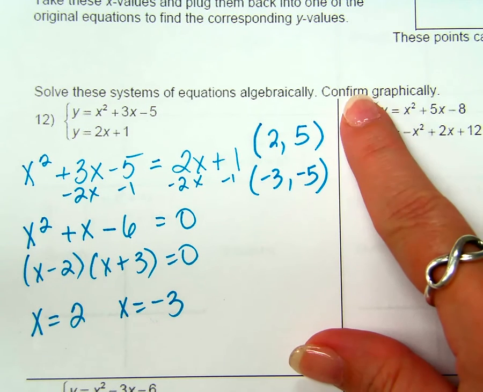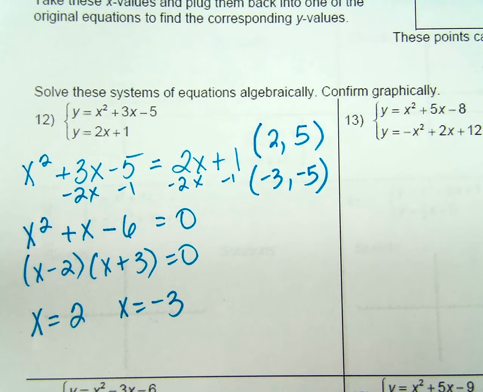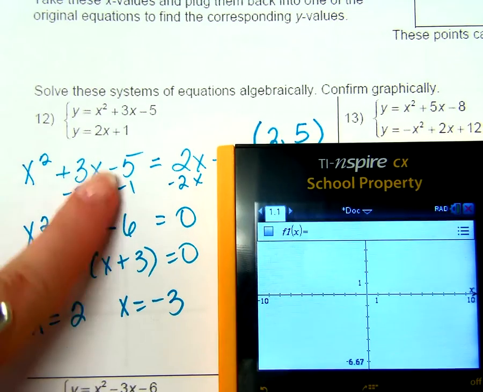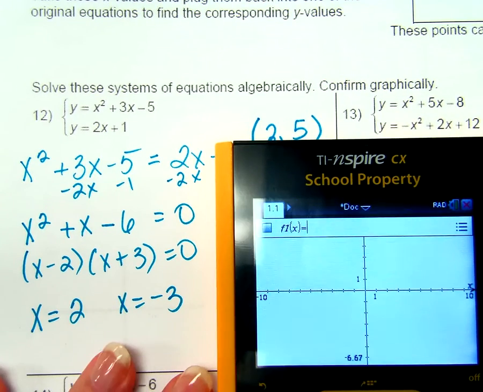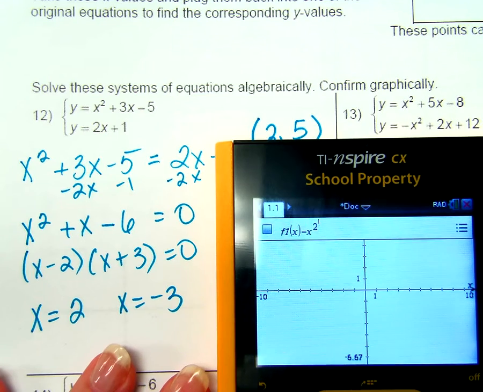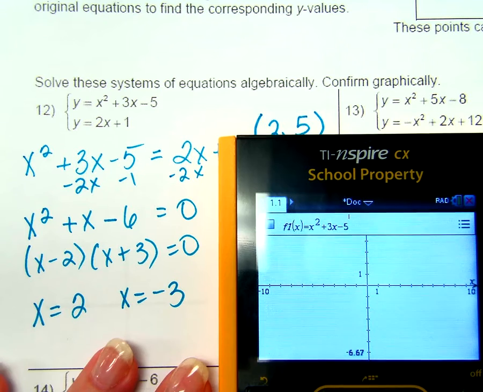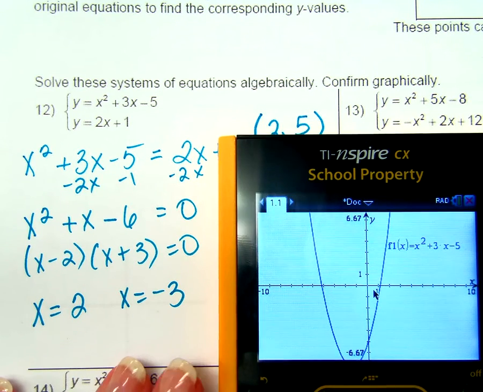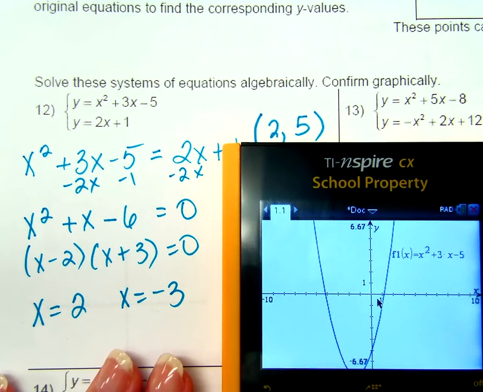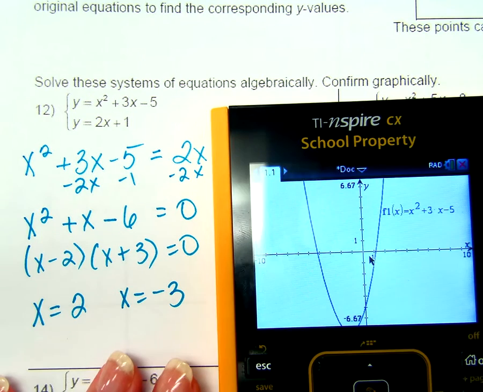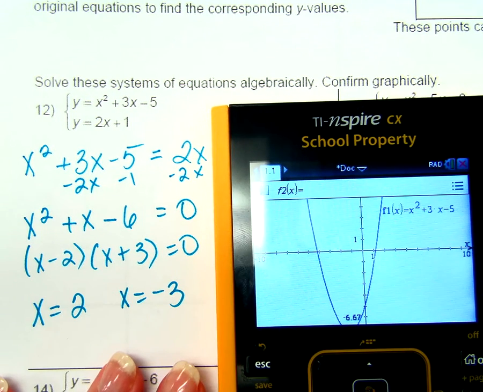Because what does it say then? Confirm graphically. So on my calculator, after it comes on, which is not going to because I'm trying to show you something. Okay, here we go. I'm going to put these two equations in. Okay, y equals x squared plus 3x minus 5. Beautiful parabola. It's exactly what I expected. Is that what you expected as well? Good. And then tab. So then I have 2x plus 1.